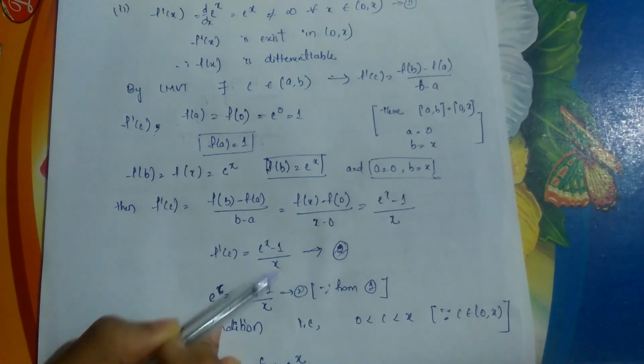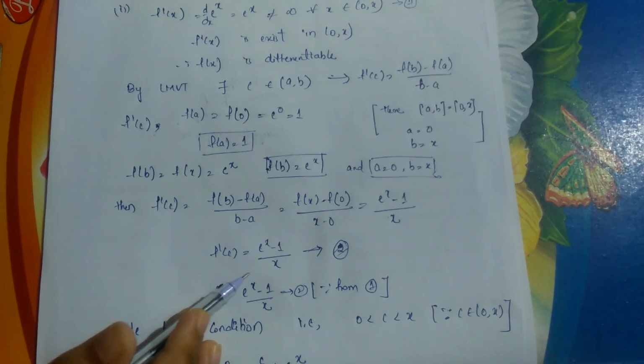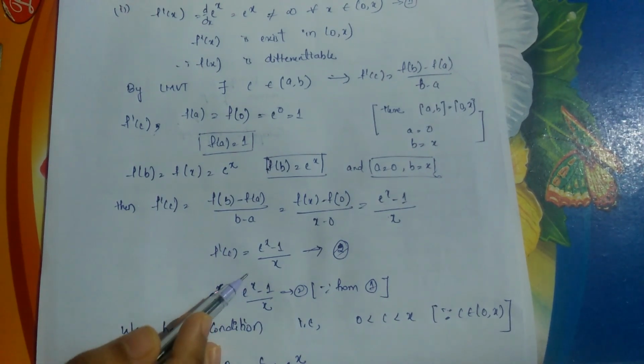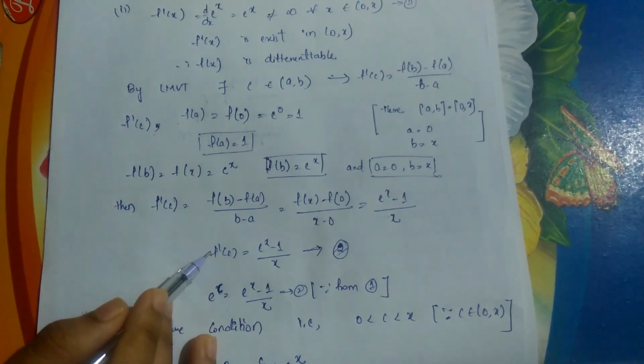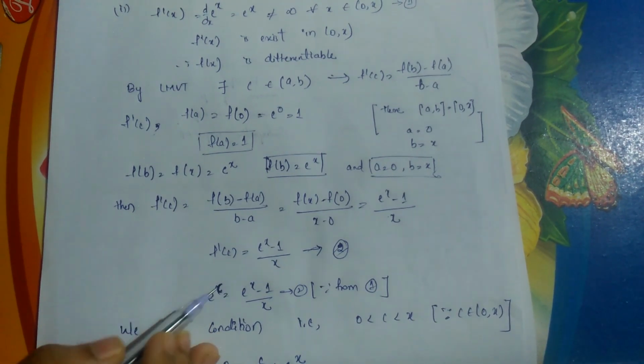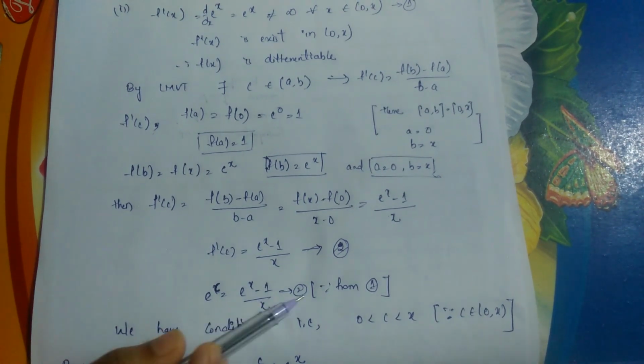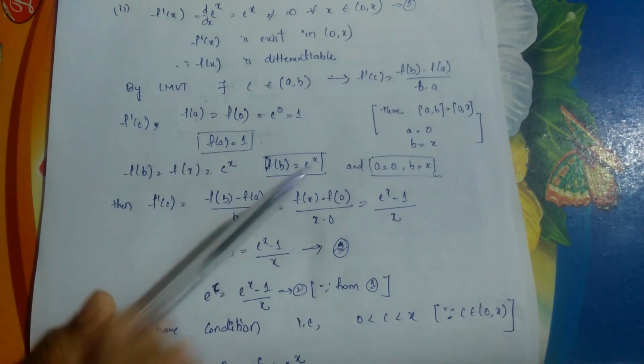Then f'(x), we got it as e power x, since the derivative of e power x is e power x. For f'(c) we substitute c in the place of x, and that gives us e power c, and that equals (e power x minus 1) by x. Let this be equation number 2, and we got this from equation number 1.